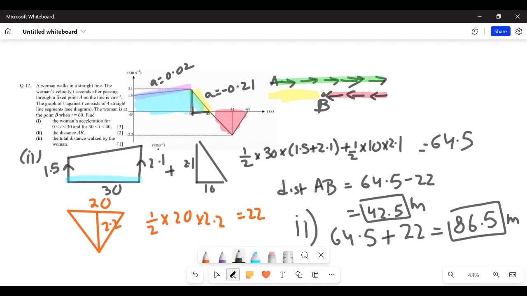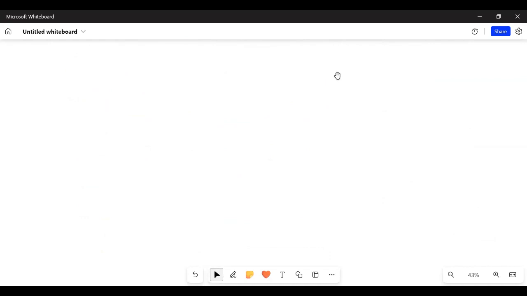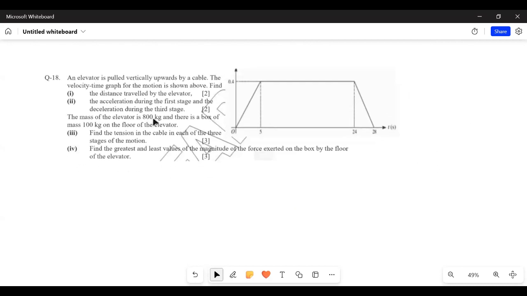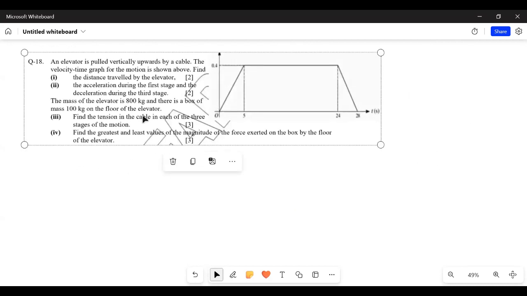Chalo, phir jaldi se, let's do one more before we start the pure paper. Question 70. Sorry, question 80. An elevator is pulled vertically upwards by a cable. The velocity time graph for the motion is shown.